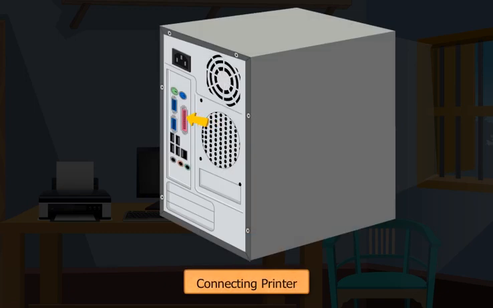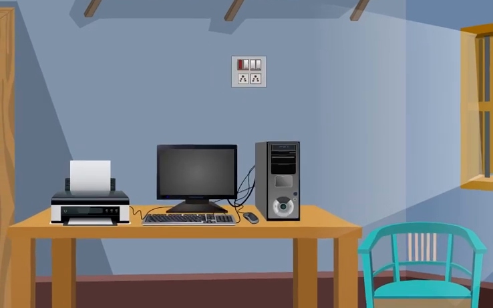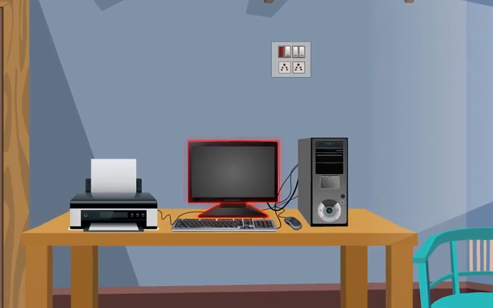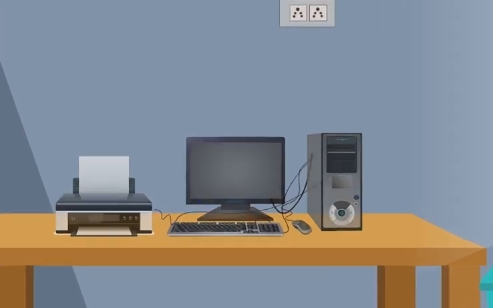We can connect the printer to any one of the two ports in the system unit, depending on the type of connector in the printer. Now that all the main peripherals like monitor, keyboard, mouse and printer are connected to the system unit, all we have to do is to provide power supply to the system unit and the monitor using two power supply cables that come with the computer.